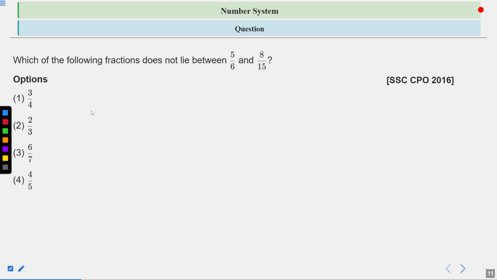Which of the following fractions does not lie between 5/6 and 8/15? This question was asked in the SSC CPO exam in 2016. There are four options. First one is 3/4, second is 2/3, third one is 6/7, and fourth one is 4/5.